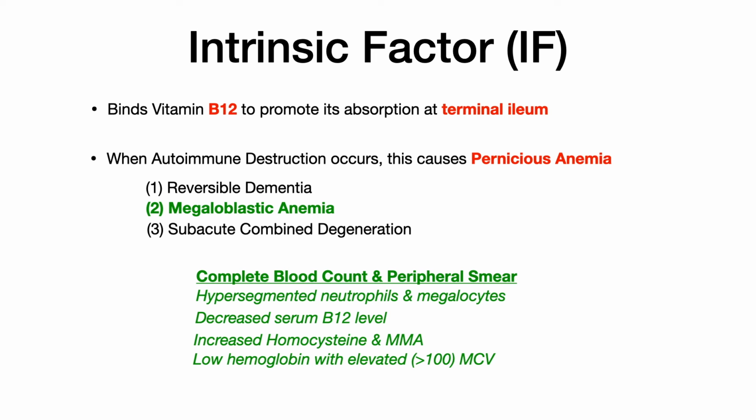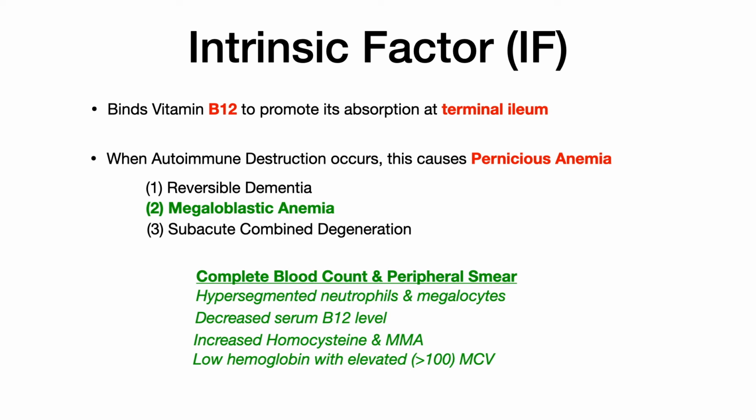Megaloblastic anemia, you're going to want to look at the lab printout that the test writer gives you. And specifically, you're going to look at the complete blood count and a peripheral smear, which they may or may not give you. They'll definitely give you the complete blood count. And what you'll see on these two items, if the test writer gives it to you, is hypersegmented neutrophils and megalocytes. You'll see a decreased serum B12 level, and you'll see an increased level of both homocysteine and MMA. And that's really important because you need to parse out what the homocysteine and MMA is doing to determine whether or not this is due to a B12 deficiency.